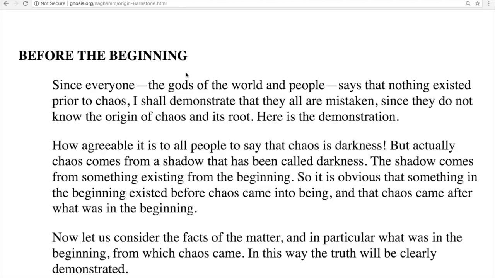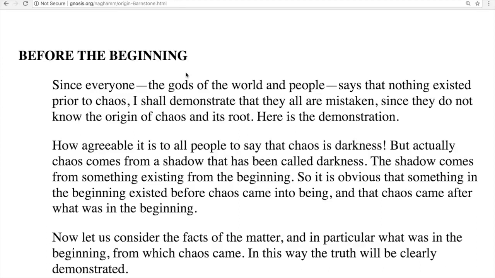So it is obvious that something in the beginning existed before chaos came into being, and that chaos came after what was in the beginning. Again, arguing that chaos, which would be complete darkness in the minds of those gods and people of this writer's experience, would be illogical, according to this writer, as it would have no form. Forms are brought forth through shadow, or definition is brought forth not through darkness, but through shadow, as light and dark play on one another to bring about definition.